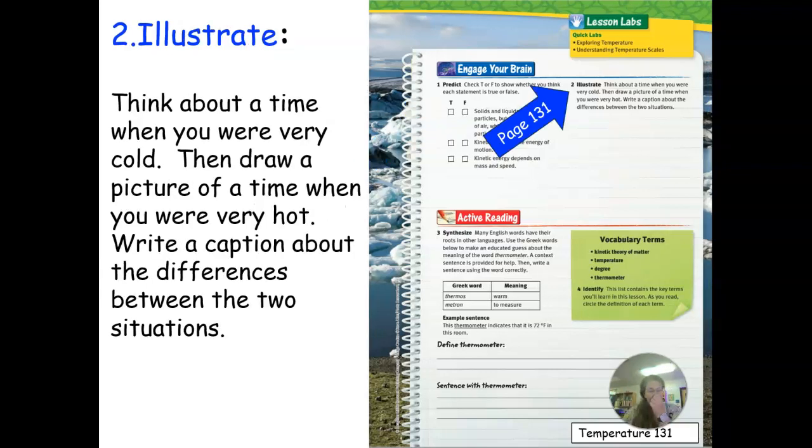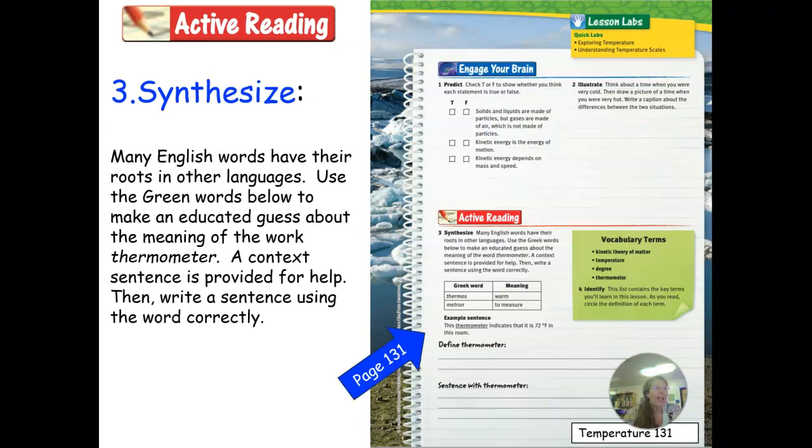The very first question asks you true and false, and then the second question asks you to illustrate what would be the difference between a warm and cold for you. And then the third question asks you to use the table of Greek meanings and the context sentence they've given you and to come up with the definition of what a thermometer is, and then to write a sentence using the word thermometer correctly.